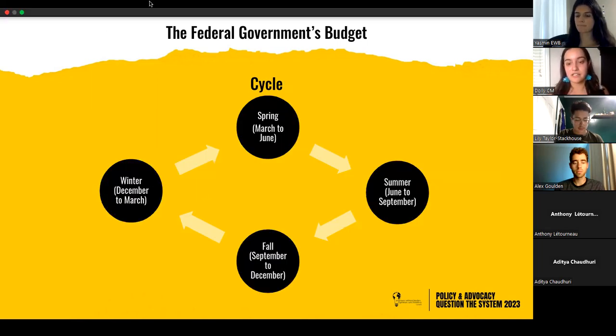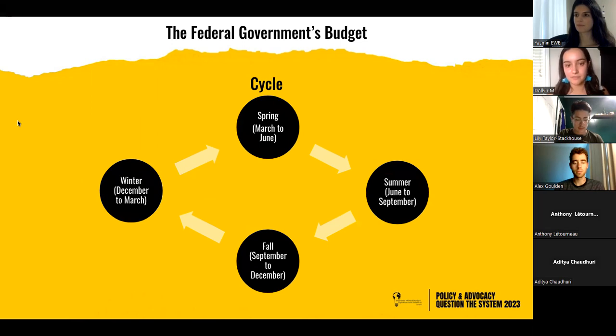So the cycle starts, I would say, in spring, March to June. That's when the budget has been finalized, so then the new budget is starting. And then people are wondering, what are we going to include? A lot of cabinet ministers will go all over the country, seeing what the priorities are for every single Canadian in this specific year. And that's when we're starting to think about what is going to be included in the budget. How are we going to make sure that our needs are met?